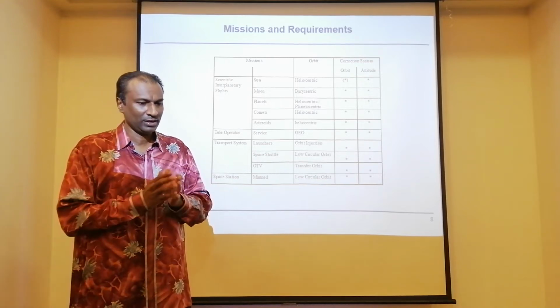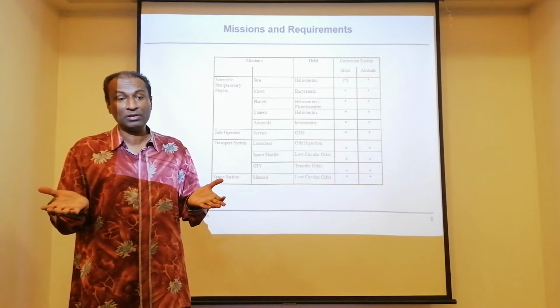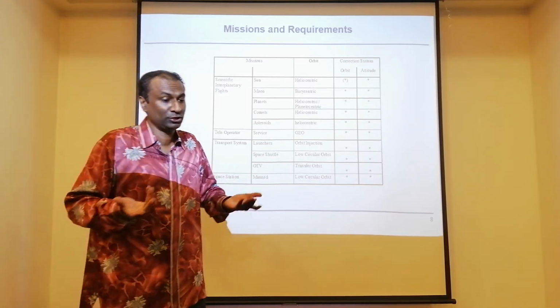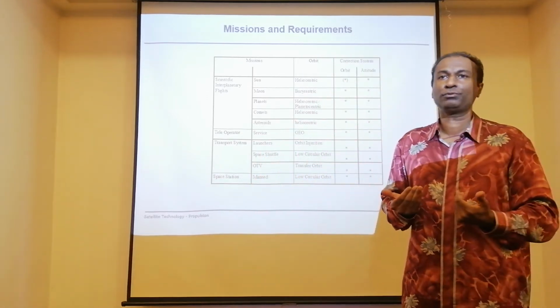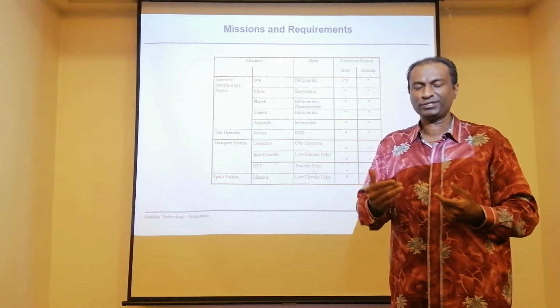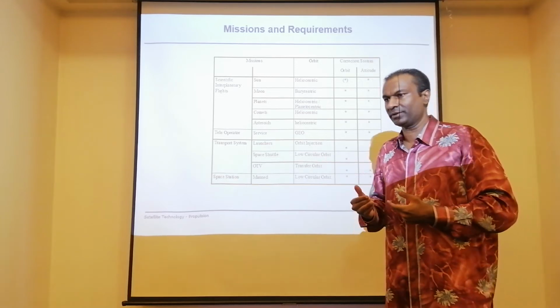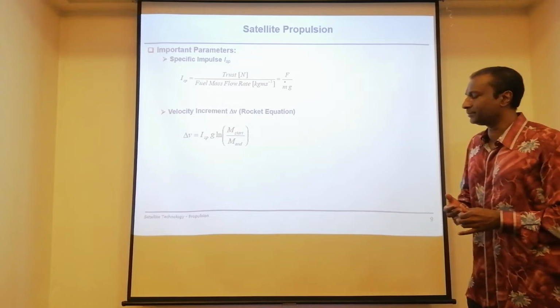Which means that if we don't want to use a propulsion system, we must have other systems in order to ensure that we can do a translation or rotational motion. We will see that in the next chapter. Okay? All right. Important parameter.